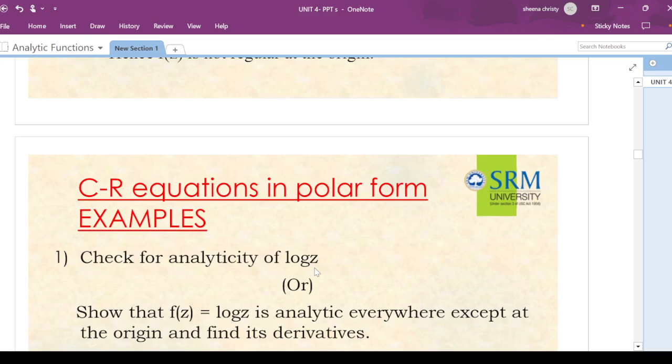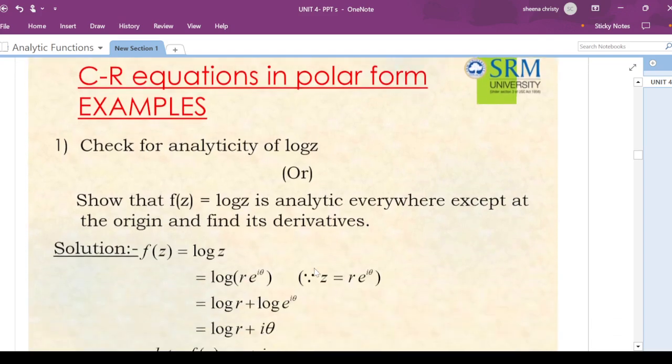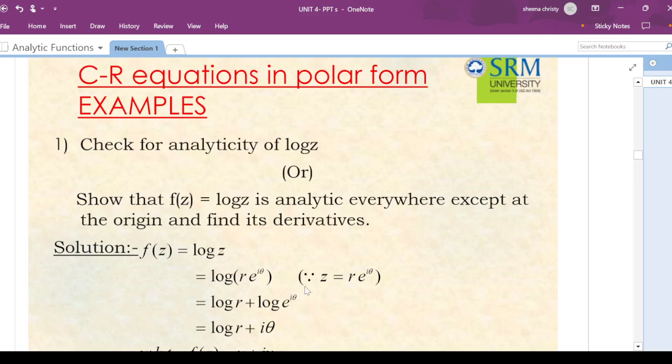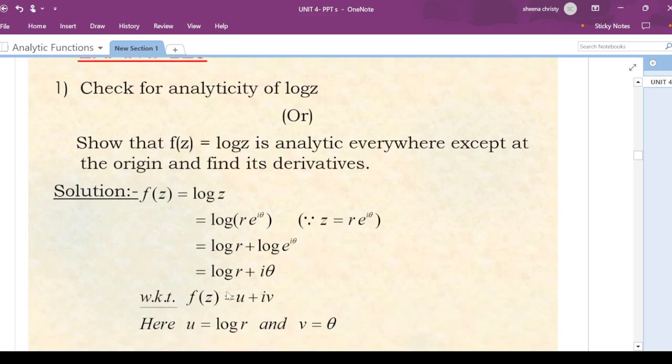Considering the polar form of log z, z equal to r into e power i theta, you are going to have log of r into e power i theta. By using the log property, you will get log r plus log e power i theta. Log e power i theta will give you i theta. So, the real and imaginary parts give you u equal to log r and v equal to theta.